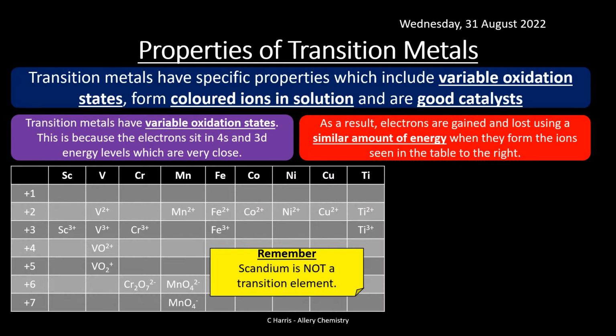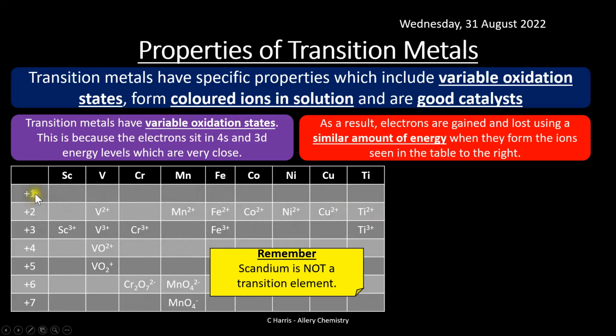So as a result, electrons are gained and lost with a pretty much similar amount of energy when they form these ions. And obviously we can see here we've got all of the elements listed in this table, and the ions that they form. And you can see scandium only forms one ion, which you can see here. So obviously we've seen scandium. That isn't a transition element. Remember, I've just put it on there just for reference really. But some of them have quite a few: vanadium, chromium, manganese, iron, cobalt, nickel, copper and titanium.